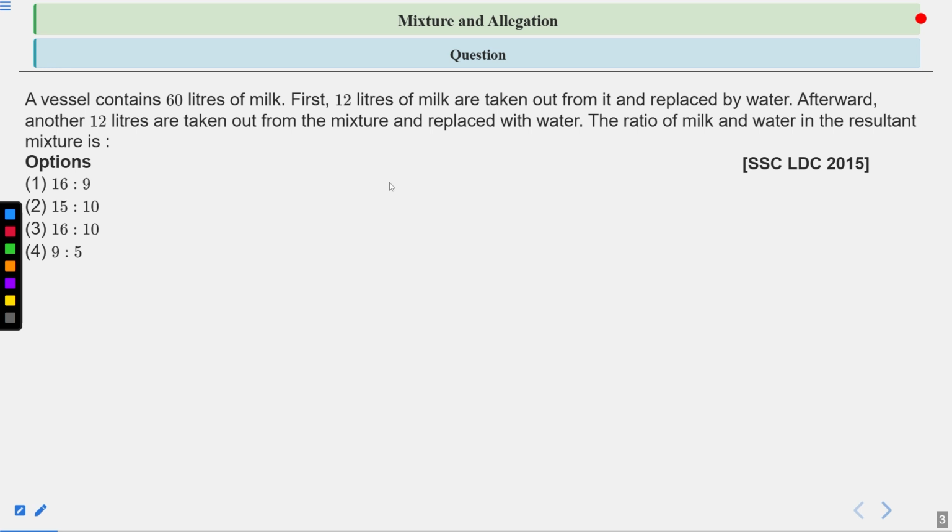First one is 16:9. Second is 15:10. Third one is 16:10. And fourth one is 9:5. So you have 10 seconds to analyze the question. Your time starts now.